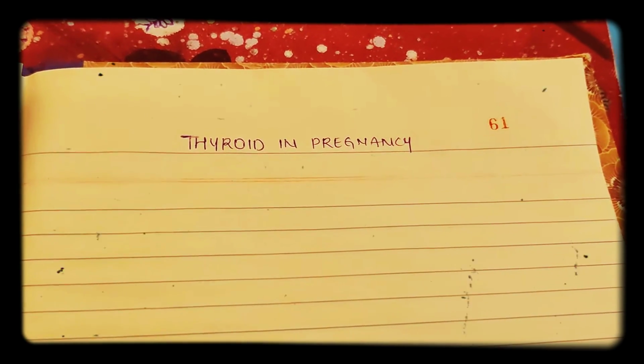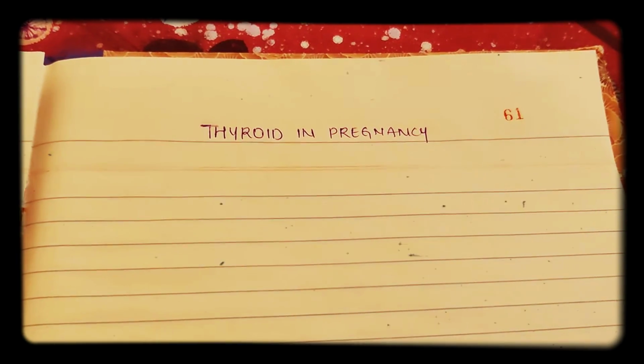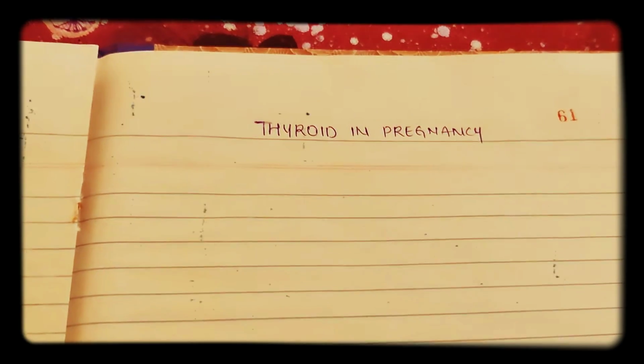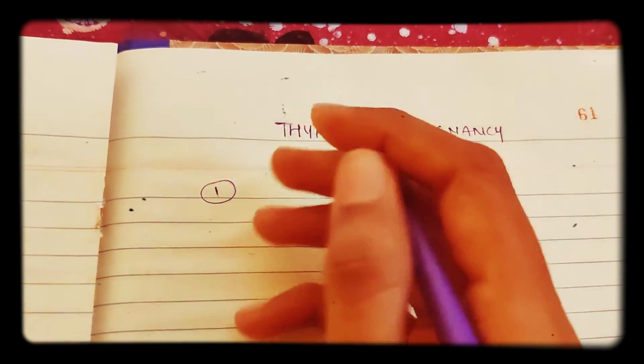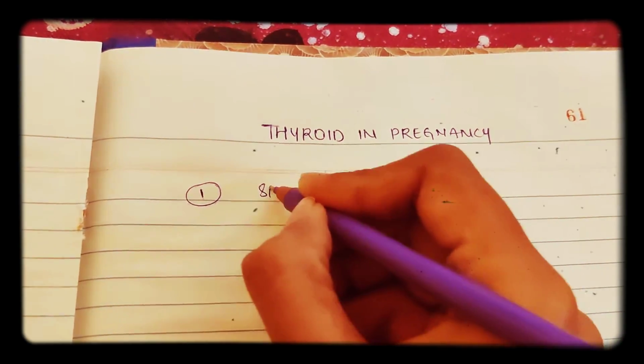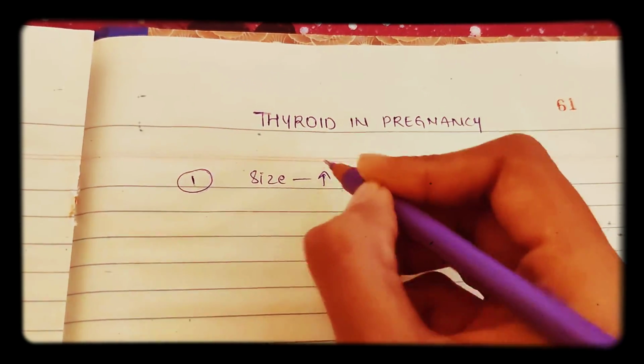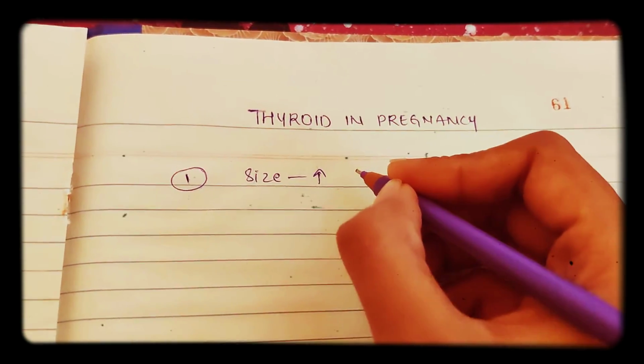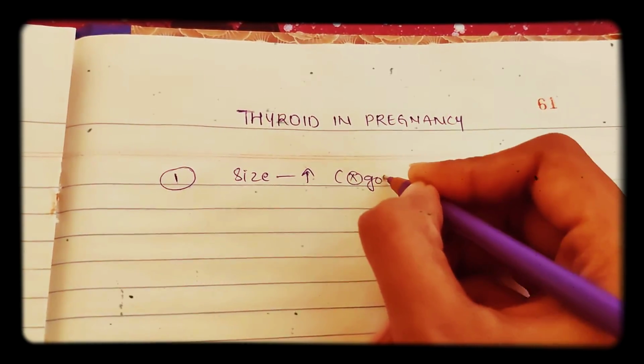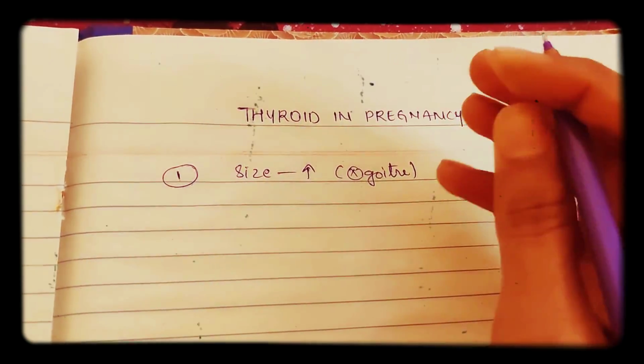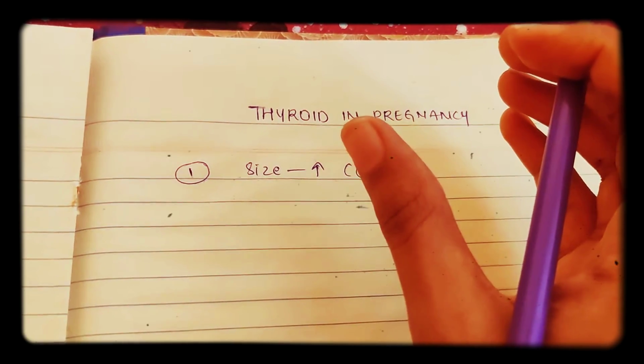So in this video we are going to discuss thyroid in pregnancy. So what are the changes in the thyroid gland during pregnancy? First we are going to see the size of the thyroid. If you see the size of the thyroid, it is increasing, but this is not due to goiter, so there will be no goiter in the pregnant female, but the size of the thyroid gland will be increasing.